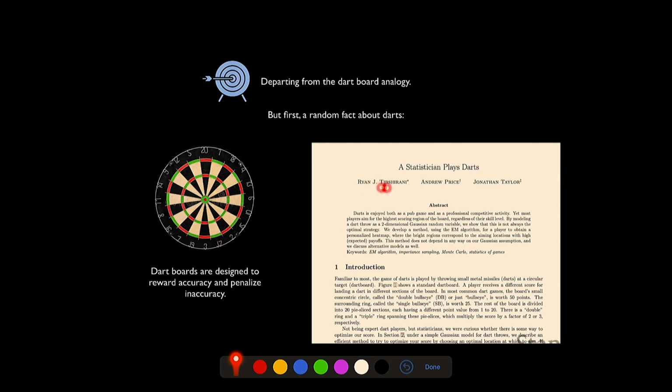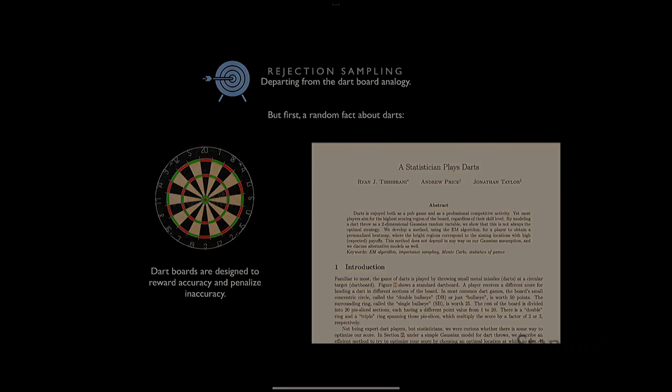It was also written by Ryan Tibshirani, who's the son of Rob Tibshirani, who actually has 5 times the amount of citations as Einstein, which is pretty cool. Okay, so you can check that out on your own time if you're interested.